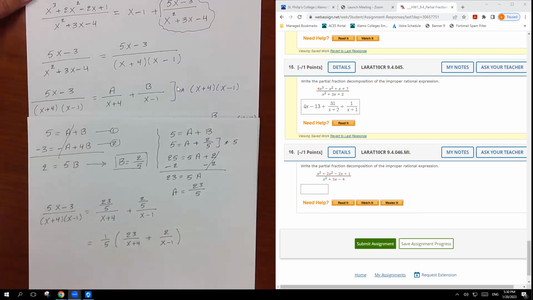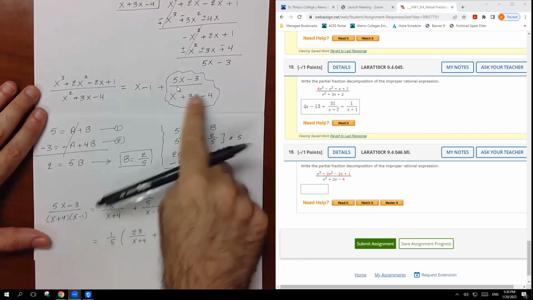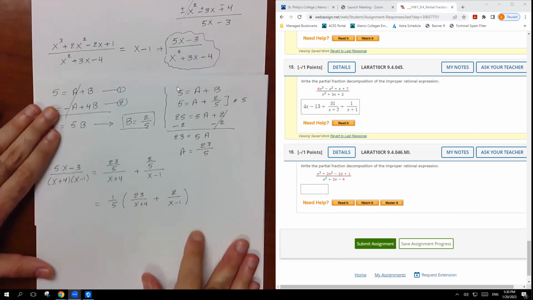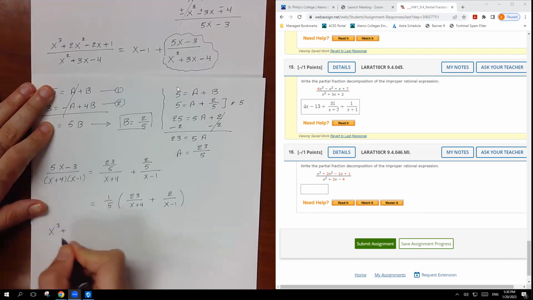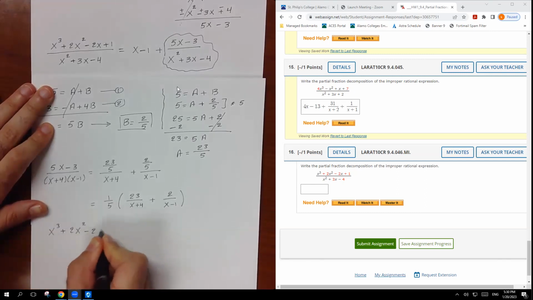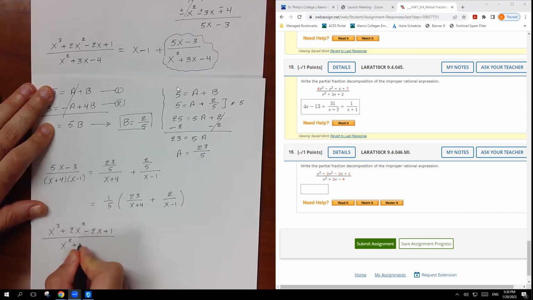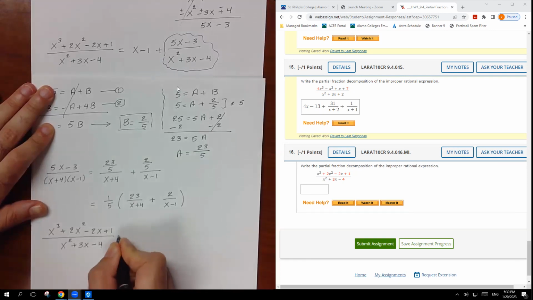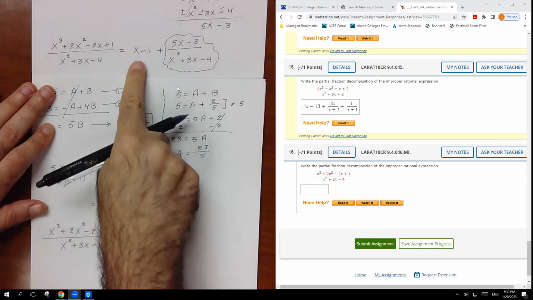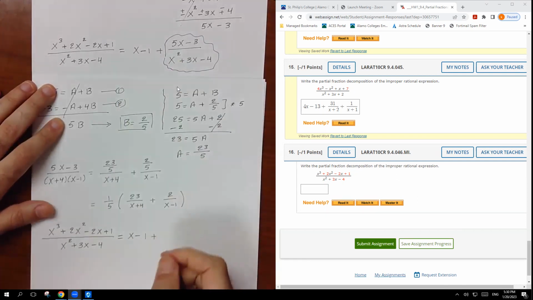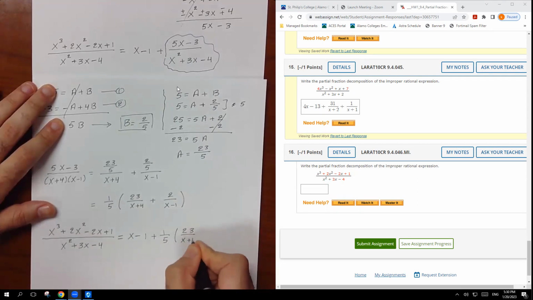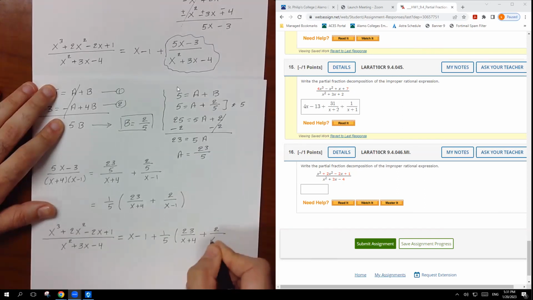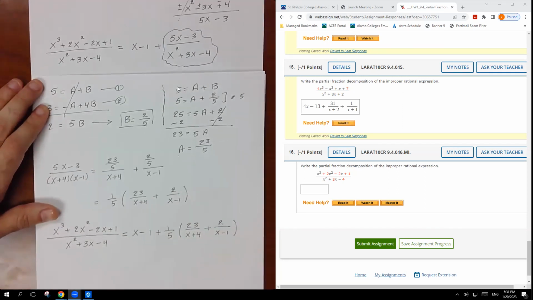We have to go to the first one, which is to plug in everything here. That means our final result for the expression (x cubed plus 2x squared minus 2x plus 1) over (x squared plus 3x minus 4) is equal to x minus 1 plus the partial fraction for this term, which is 1 over 5 times (23 over x plus 4 plus 2 over x minus 1). That's it for this example.